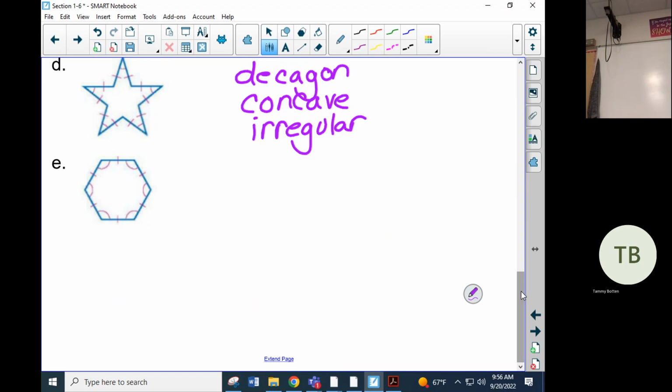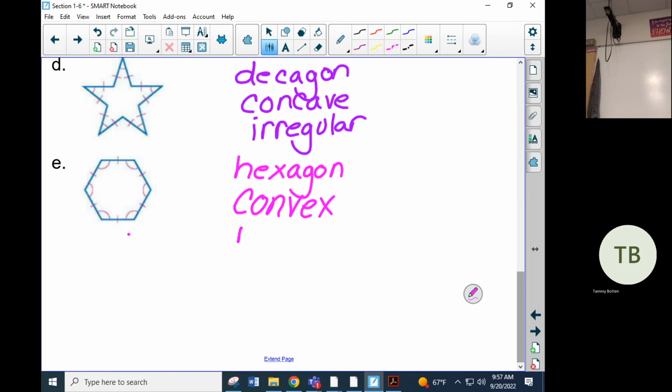If we look at this one, it has 1, 2, 3, 4, 5, 6 sides. So that is a hexagon. And then would this be convex or concave? Doesn't cave in at all, so it's convex. And does that look like regular or irregular? Regular. All of the sides are congruent, all of the angles are congruent.